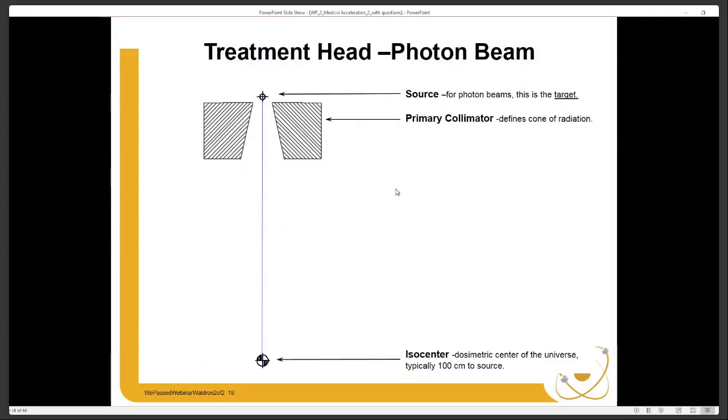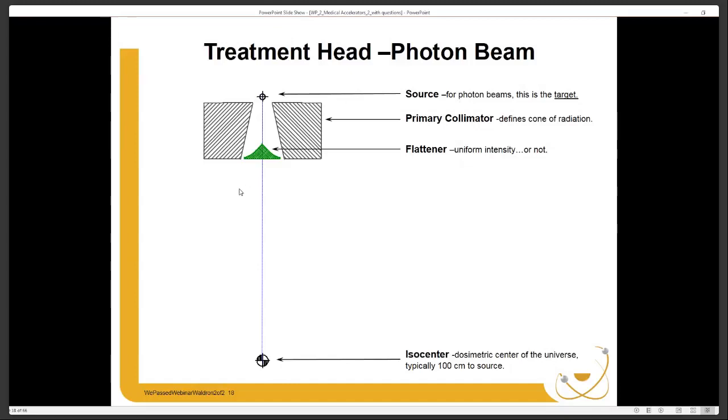The next thing that the beam encounters is going to be the flattener. And what the flattener does, and it's usually a cone-shaped piece of high-density material, and I'll cover it in more detail a little later, it is going to give us a uniform photon intensity over the entire field, or not. If we have a flattening filter-free beam, there is no flattener in there. For the moment, we're going to leave it in there so we can talk about it.